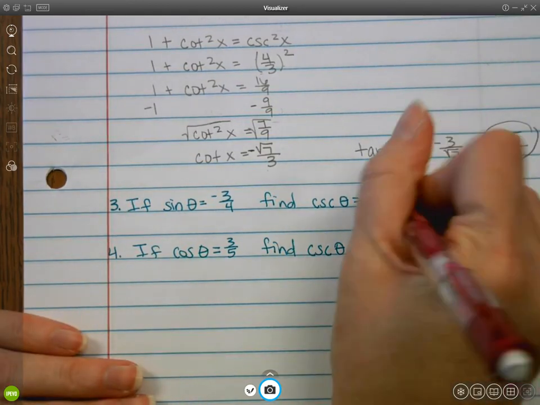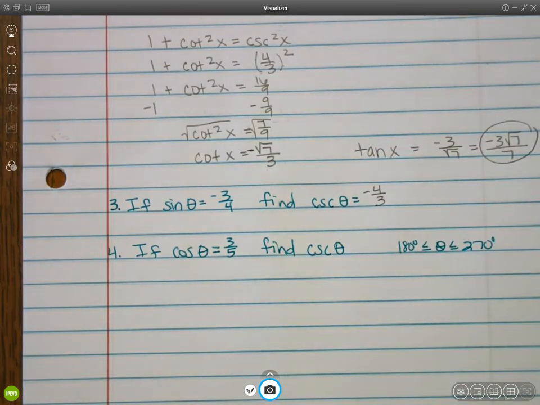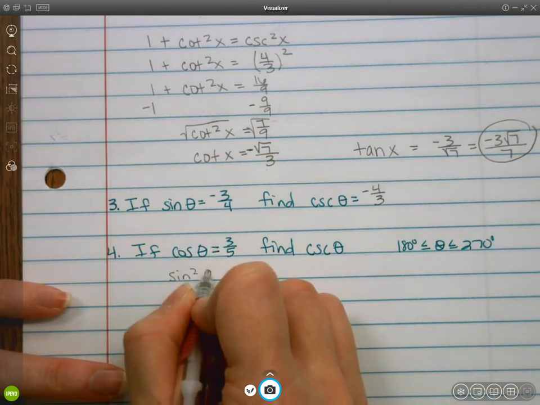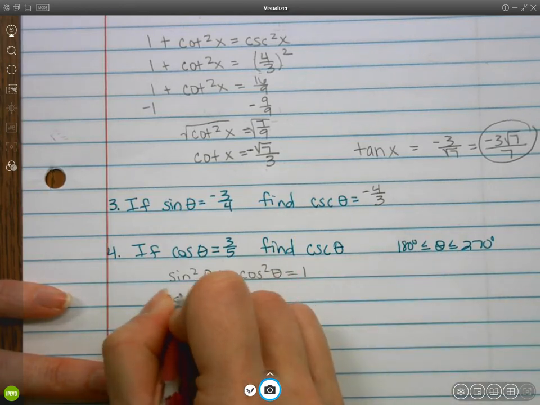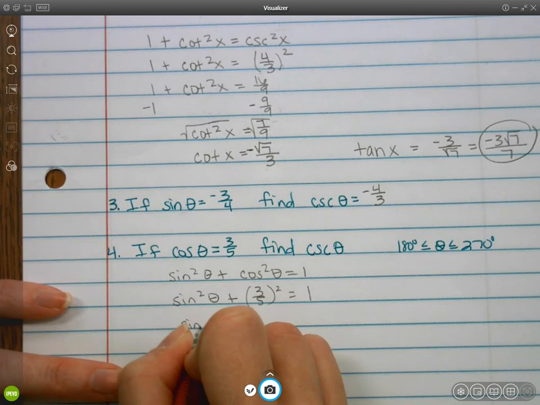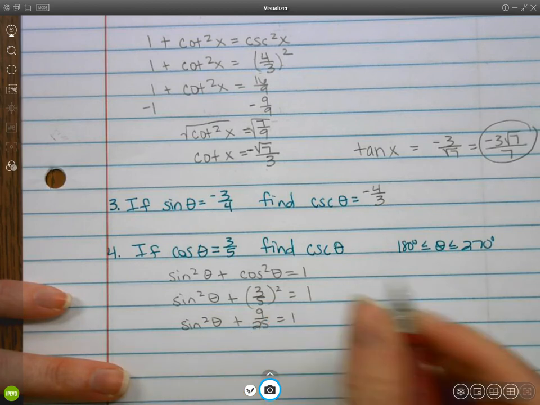Okay, so number 3, you simply just flip it, because they're reciprocals, sine and cosecant, so you have negative 4/3. All right, for number 4, they give you cosine. Your Pythagorean identity that has cosine in it also has sine in it, which is good because that's the reciprocal of cosecant. So you can use sine squared plus cosine squared is equal to 1. We do not know sine squared. We know cosine is 3/5, so we can square that. So we get sine squared plus 9/25 is equal to 1.